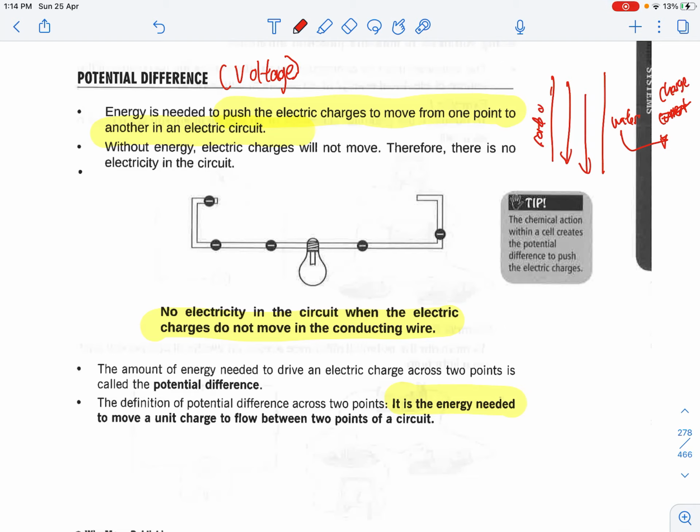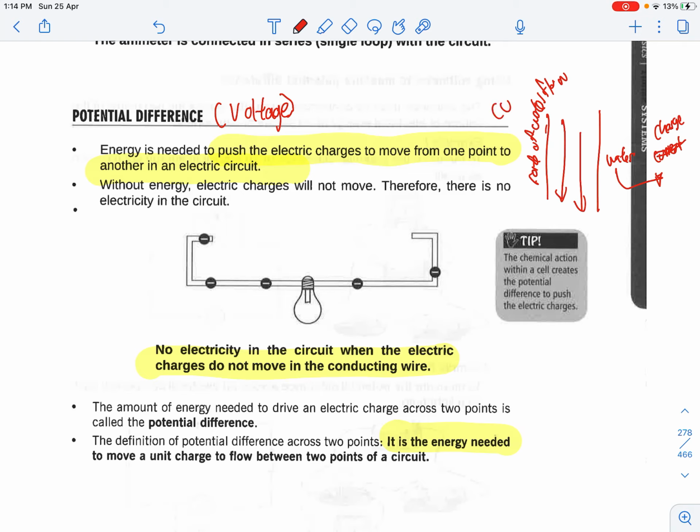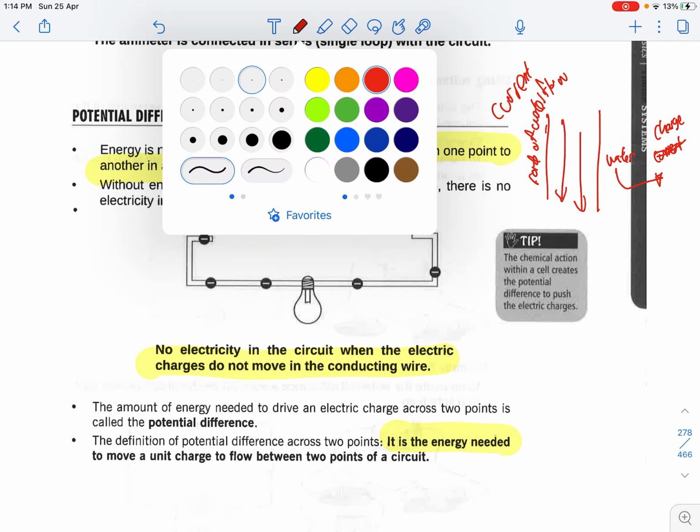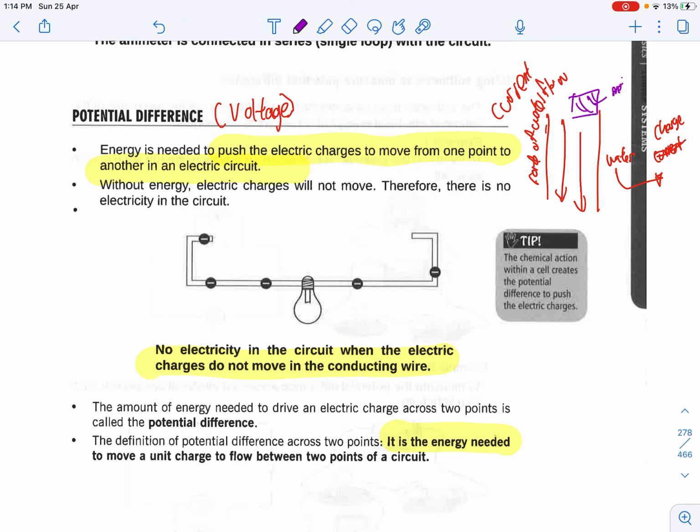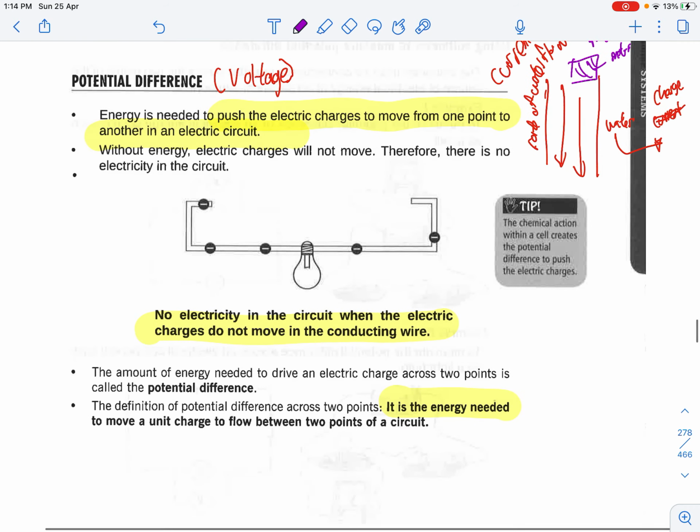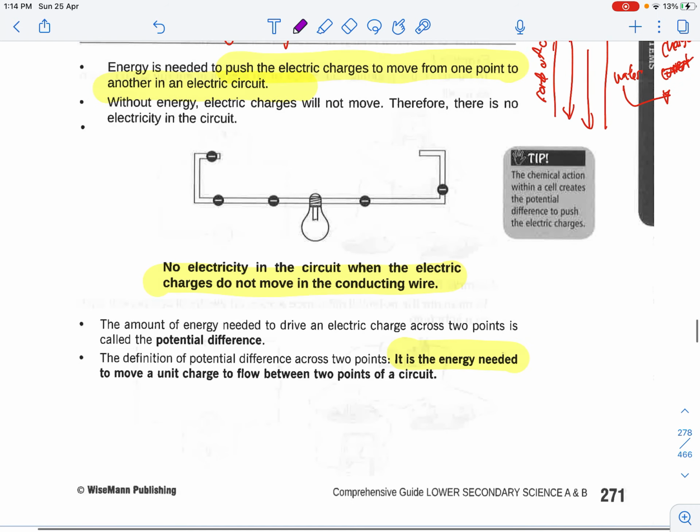The rate at which the water flows is known as your current. The amount of energy used, maybe you have a motor here to generate that energy push, that is your potential difference. So in this case, we can try to illustrate how the whole thing moves. If it's an open circuit, like what we see here in the picture, there is no electricity in the circuit because the charges do not move in the conducting wire. The amount of energy required to drive charge across 2 points is what we call the potential difference, and this is usually defined as the energy required to move a unit charge between 2 points of a circuit.